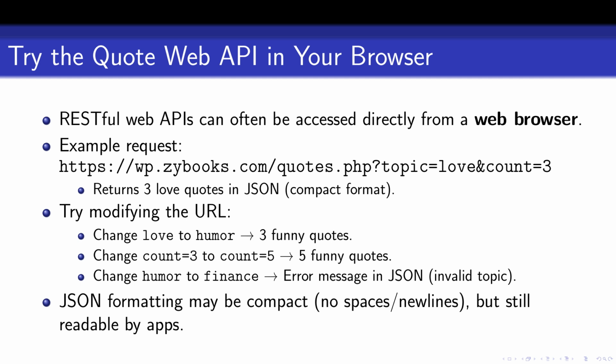You can even try out RESTful APIs directly in your browser. Visiting the URL with topic equals love and count equals 3 returns 3 love quotes in JSON format. You can experiment by changing the topic or the count to see different results. If you request a topic that's not supported, like finance, you'll get a structured JSON error message. Even though the formatting might be dense, apps can handle it easily behind the scenes.